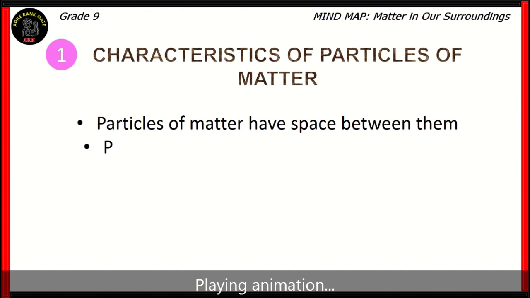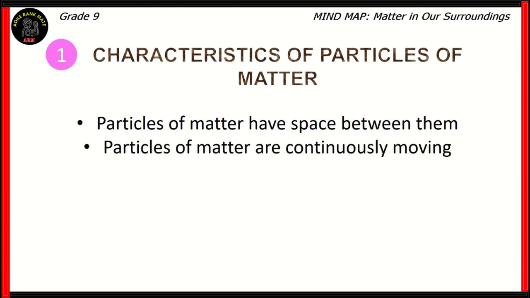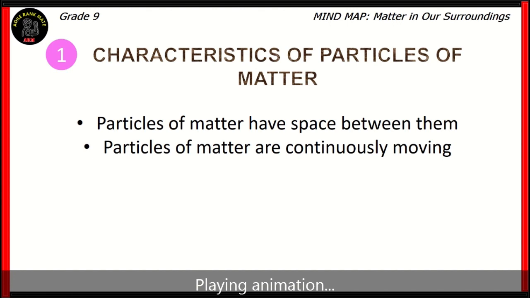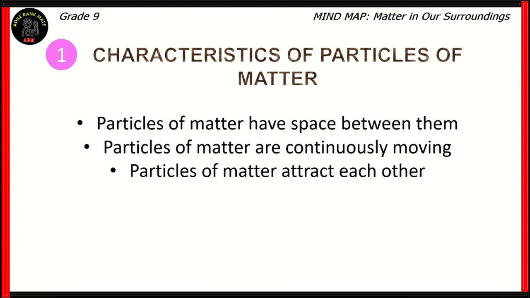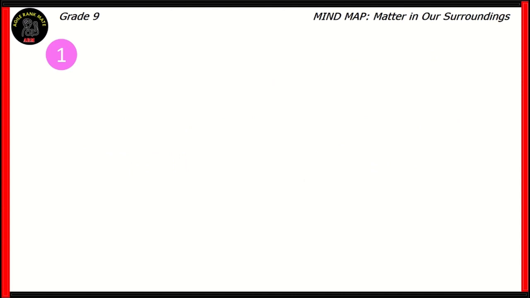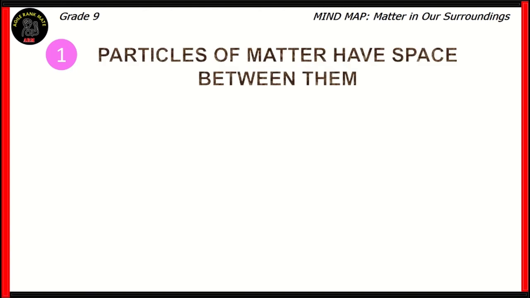So we have the first characteristic, which says the particles of matter have space between them, the second, particles of matter are continuously moving, and the third characteristic, which is particles of matter attract each other. So we'll be looking at each of these characteristics and activities which prove each of them. So the first characteristic is that the particles of matter have space between them.